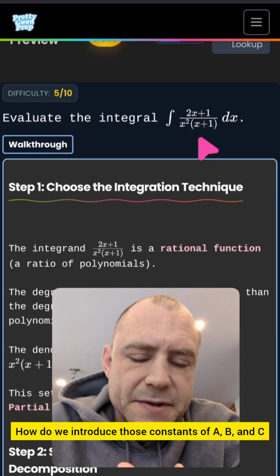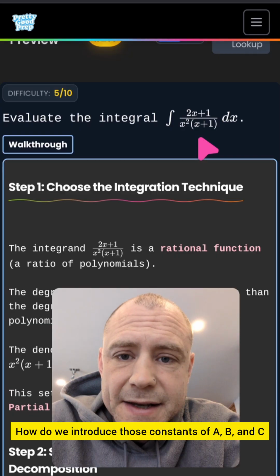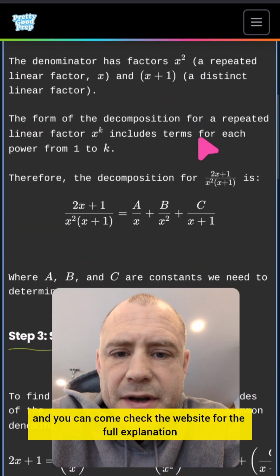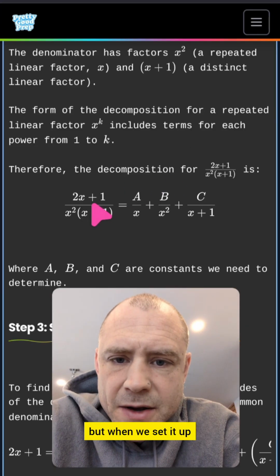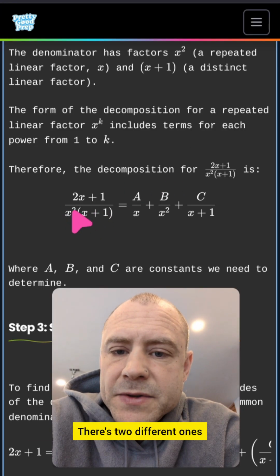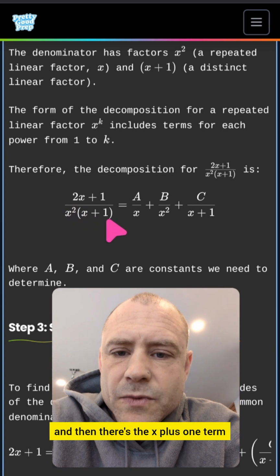How do we introduce those constants of like A, B, and C? And the answer is this. When we go to set it up, and you can check the website for the full explanation, we have to look at the different terms. On the denominator, there's two different ones. There's the x squared term, and then there's the x plus 1 term.